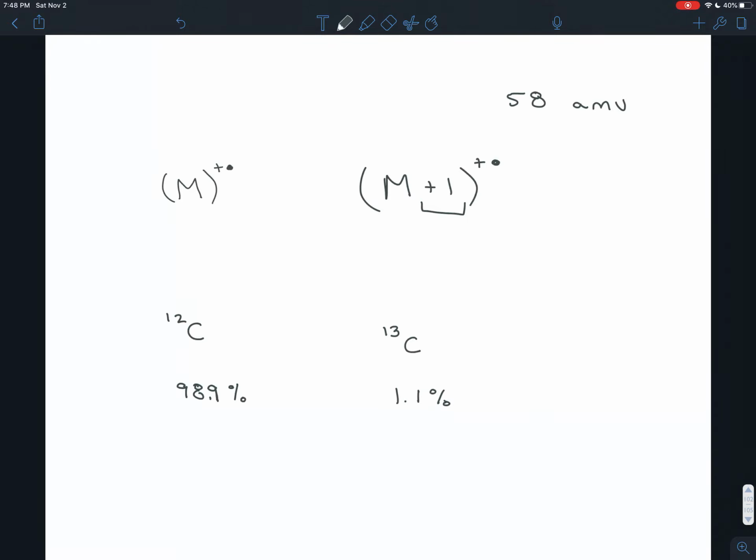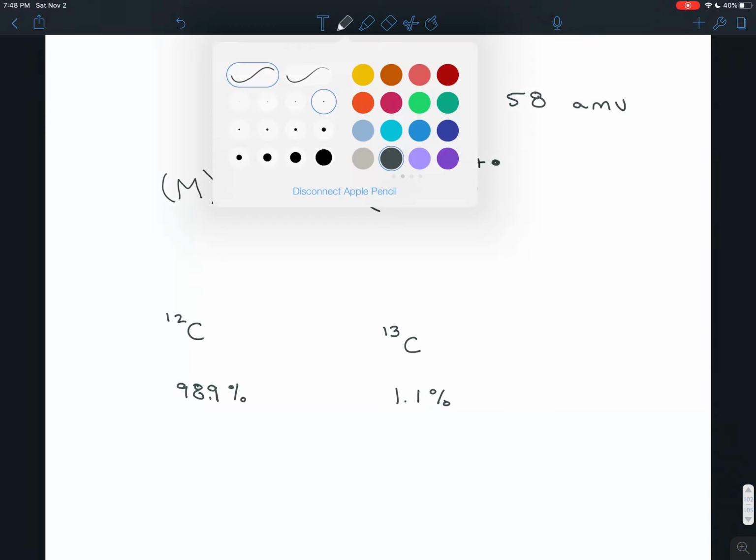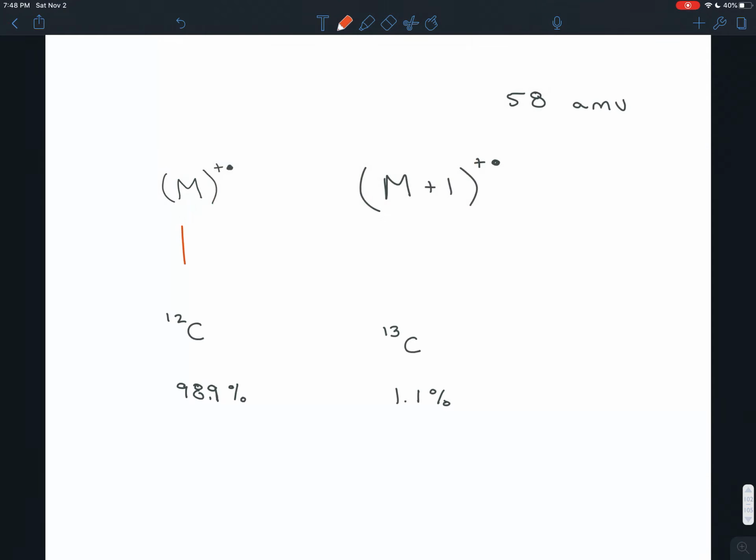So if this peak for the molecular ion is 100%, and you only have 1 carbon, then you'll have a peak at M+1 that's 1.1% of that. So if this is 100%, this would be 1.1% of it, approximately. That's if you have just 1 carbon, because you only have 1 place where you're likely to have a carbon-13, and so there's a probability of you having that carbon-13 1.1% of the time.